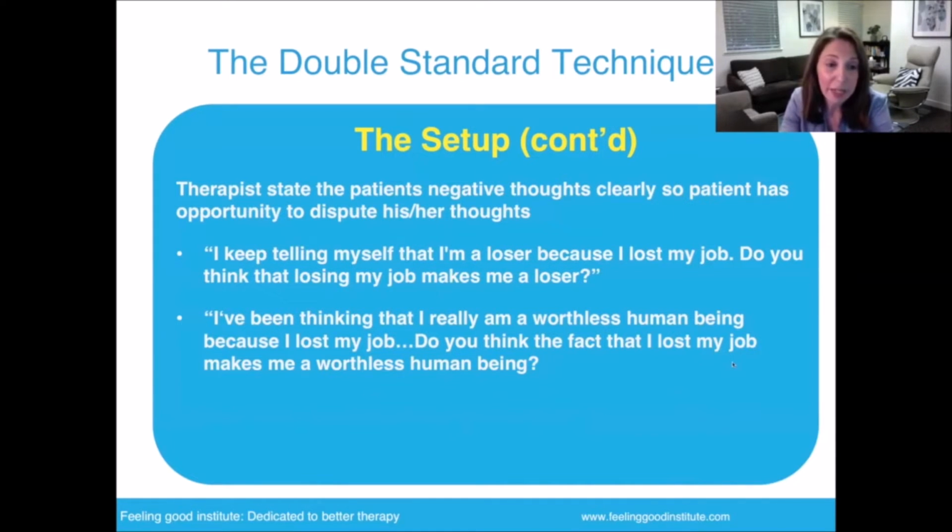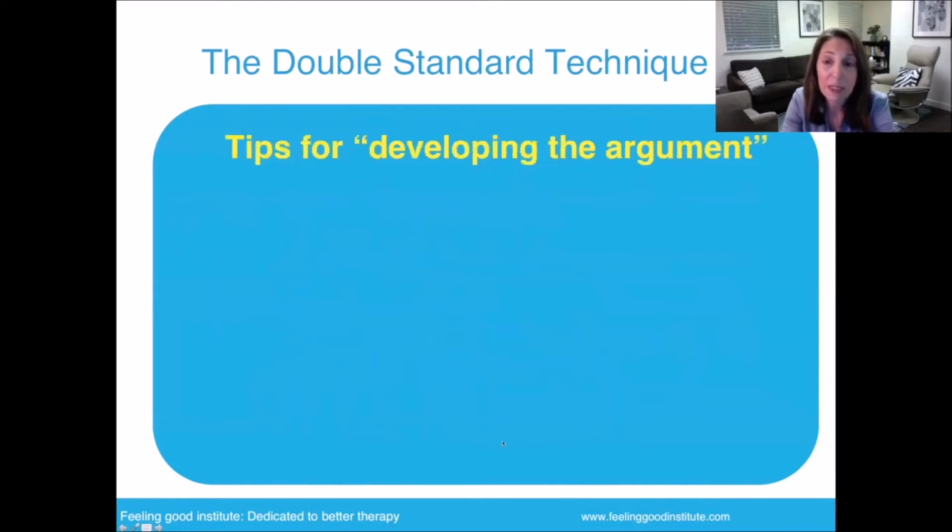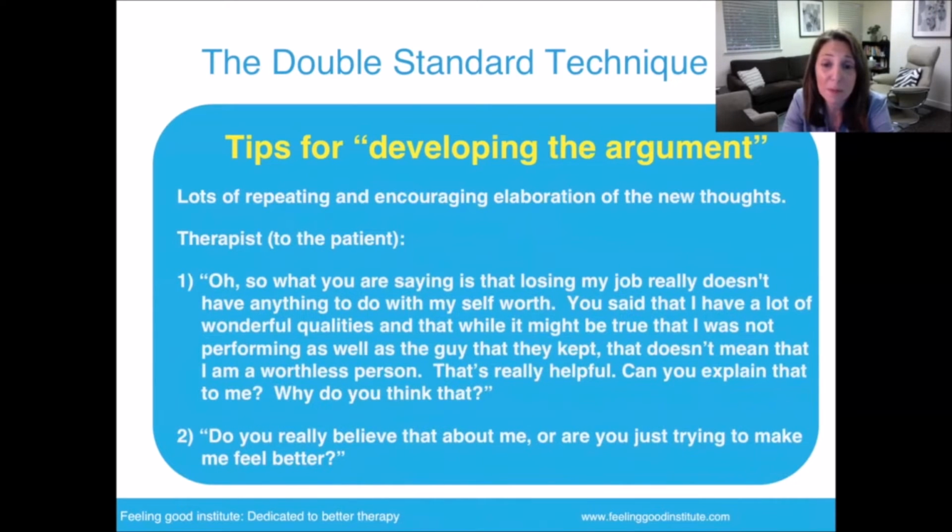Or I might say, I've been thinking that I'm a really worthless human being because I lost my job. Do you think the fact that I lost my job makes me a worthless human being? So again, I'm going to ask my patient, do you believe these things about me? And would you say this to a dear friend? So then I want to share with you some tips for developing the argument in the role play. And then I'll actually walk you through an example and even demonstrate it with a colleague of mine.